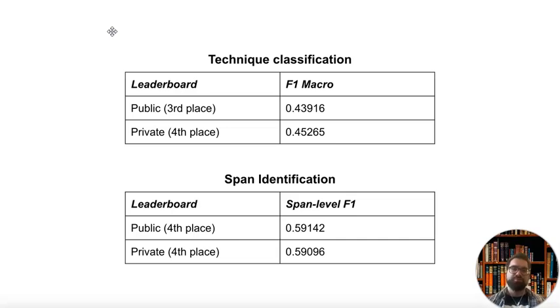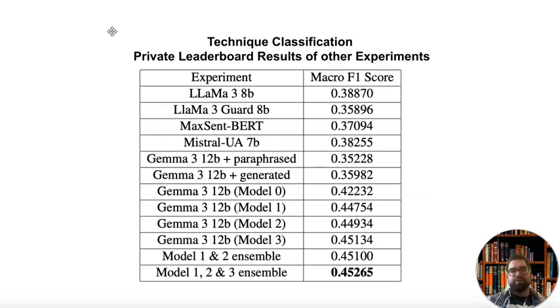Here are our results. For technique classification, we received 0.43 F1 macro on the public leaderboard, resulting in 3rd place for us. On the private leaderboard, we obtained 4th place, with a result of 0.45, which is slightly better. For span identification, we received 0.459 span level F1 for both public and private leaderboards, which gave us 4th place in both cases, which was pretty consistent. Additionally, for technique classification, we experimented with other models. You can see the list here. As you can see, the ensemble model provided the better result on dev overall and on the private leaderboard as well.